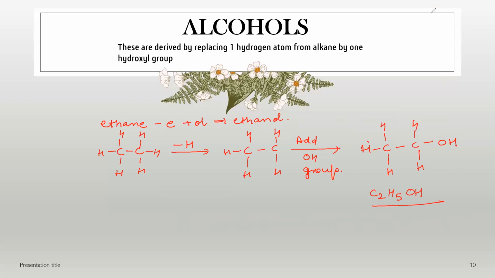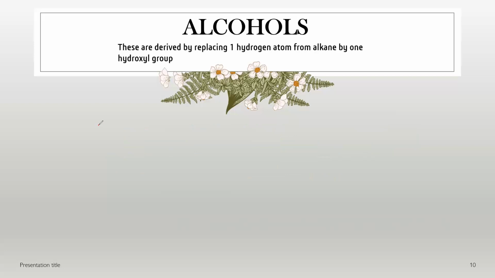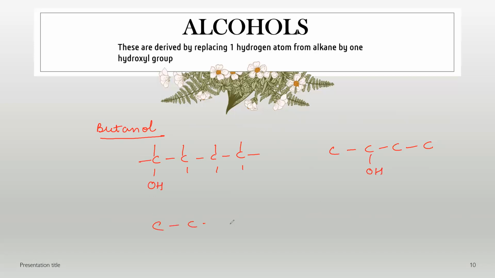Okay, now next we have butanol. For butanol also we have many possibilities. If I draw the skeleton structure, I won't be drawing hydrogens now. These lines represent hydrogens. I won't draw them. So here I have OH, OH on the first carbon. The second possibility could be OH on the second carbon. Correct? And third you can say here. And fourth I have here.